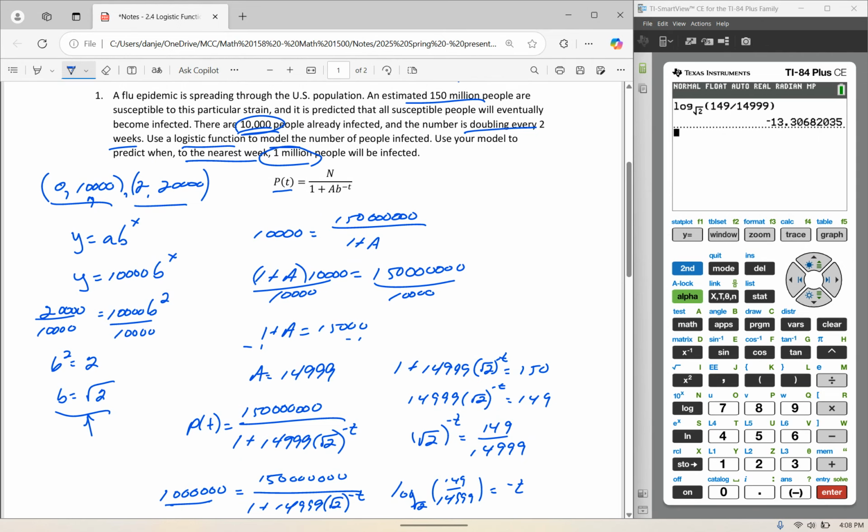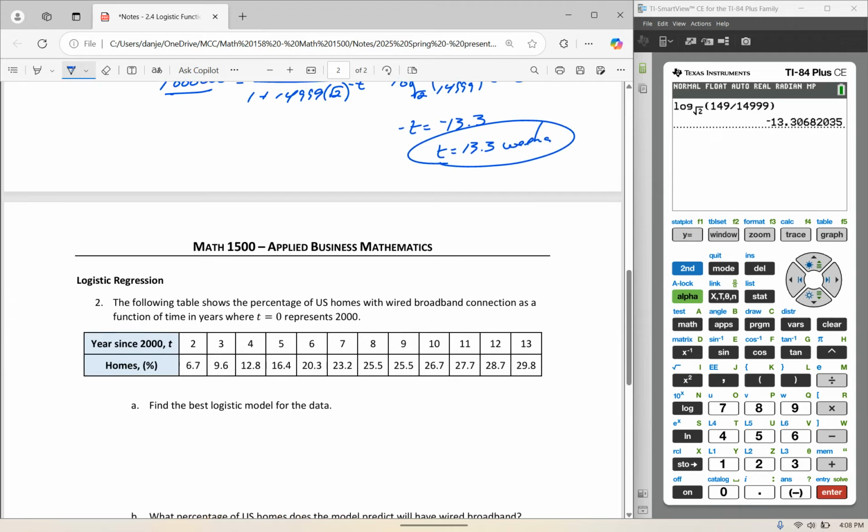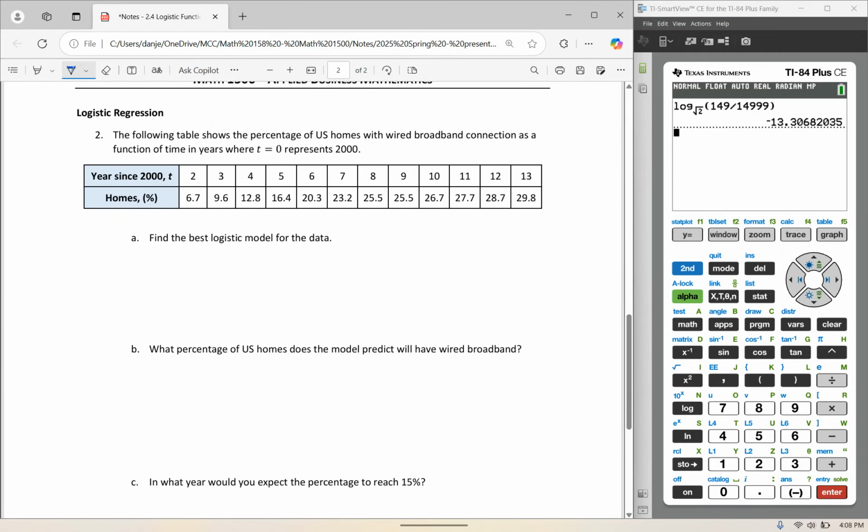It's going to continue to increase. It'll eventually level off as we approach all 150 million people being affected. Let's look at another function, logistic regression equation, where instead of giving you the regression equation, we actually have the data. The following data shows the percentage of U.S.